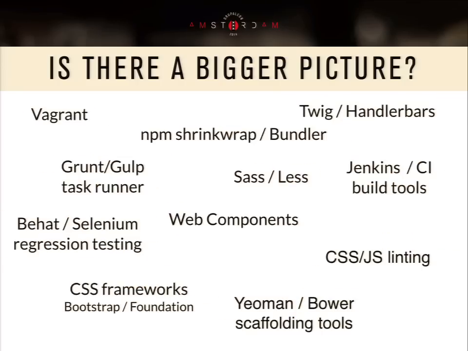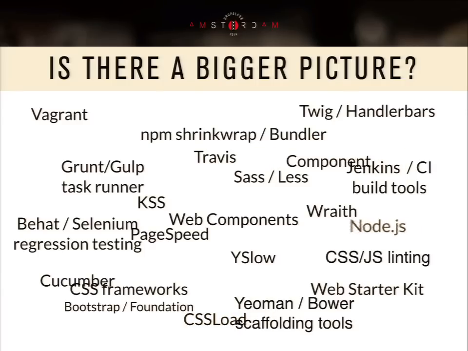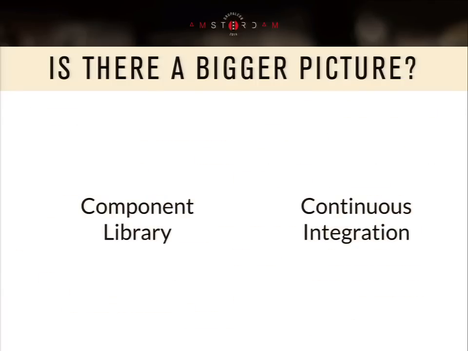There are all these other things going on, right? There's Twig, Jenkins, CSS, JSS, linting, Yeoman, Bower, just crazy. And this is only like 5% of the stuff. There's like 20 times more different technologies. This is bad. Let me skip to the next slide. But what I've started to notice is a lot of those technologies have to do with component libraries and continuous integration.